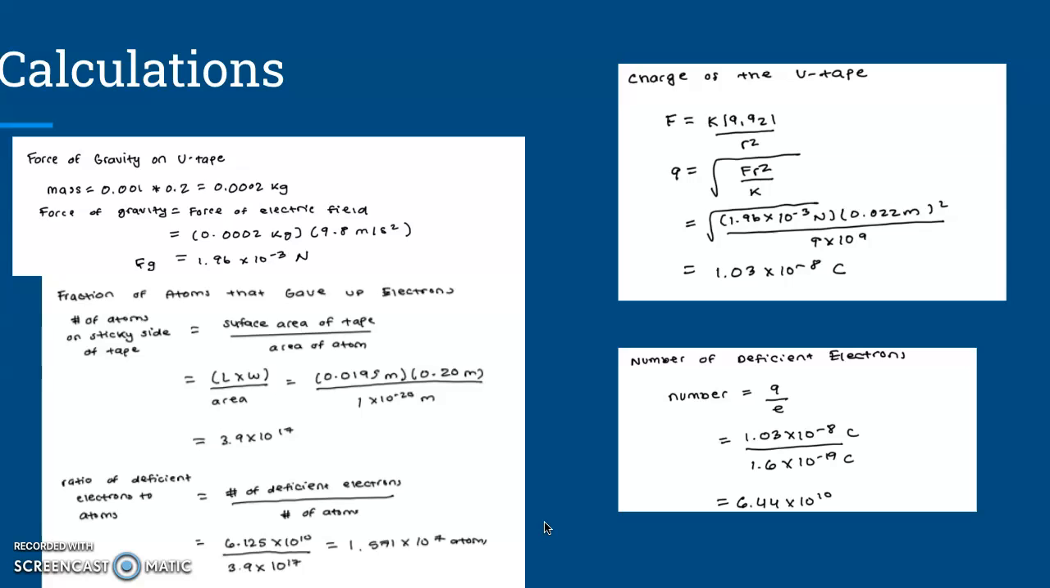Here's some calculations I did to back up my computational model. Once again, I calculated the force of gravity on the U-tape, the fraction of atoms that gave up electrons in terms of the ratio of deficient electrons to atoms and the number of atoms on the sticky side of the tape, as well as the charge of the U-tape and number of deficient electrons.